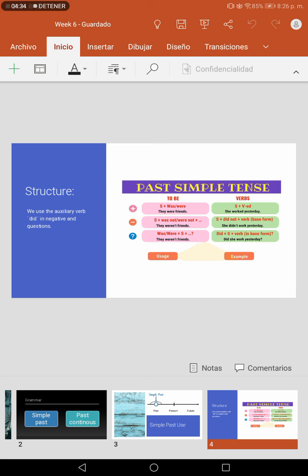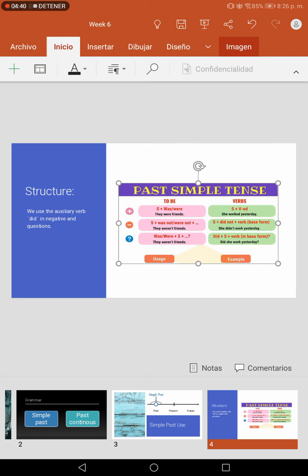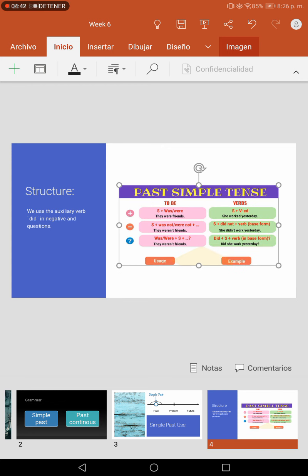Here we have examples from each of the structures. They were friends. Ellos eran amigos. They, the subject, were, the auxiliary verb to be, and finally, the complement, friends. Then the second one, it says, they weren't friends. Ellos no eran amigos. They, the subject, weren't is the verb to be with the negation not, and finally, the complement, friends. And finally, the question is, were they friends? Aquí sería invertido. ¿Eran ellos amigos? And the question mark.